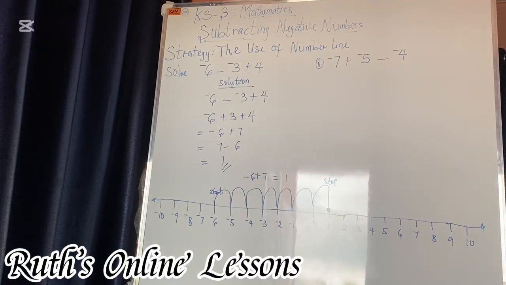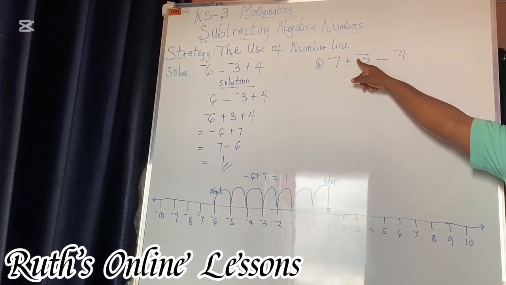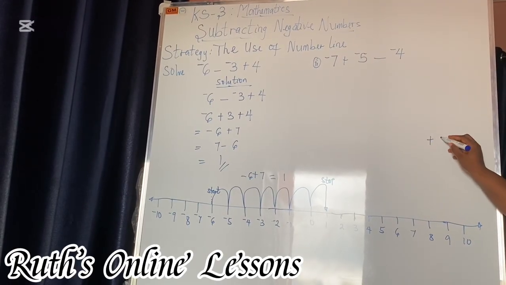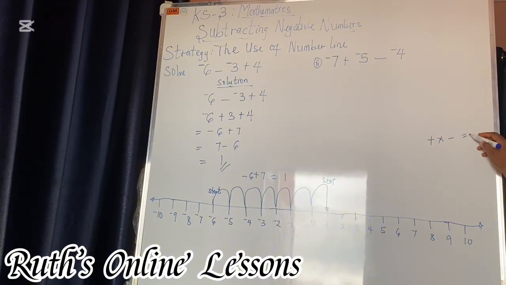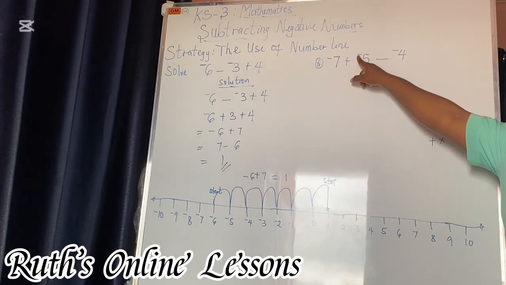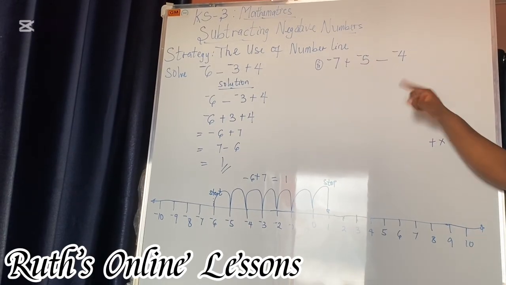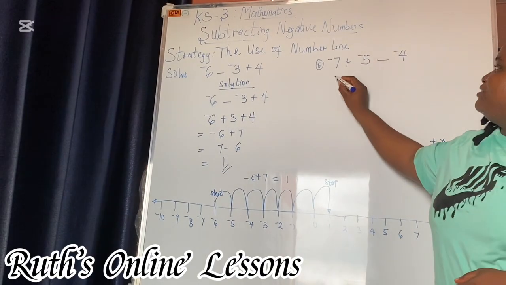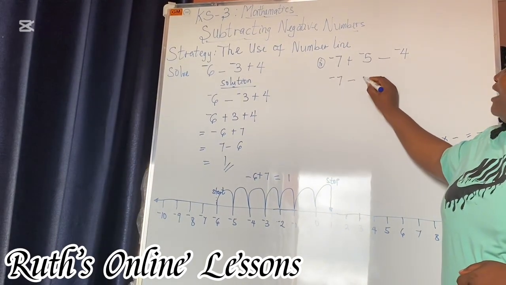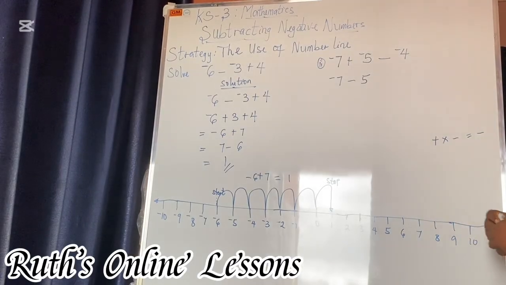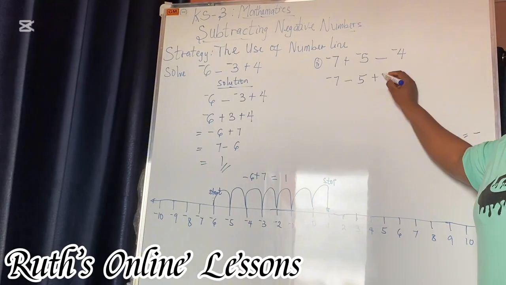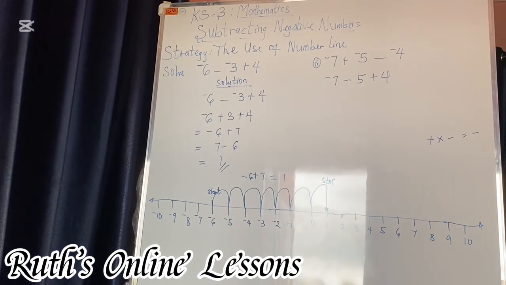What do we do? Are we going to work with plus or minus? What will be here? All we need to do is remember the rule. Plus times minus is equal to minus. So that plus times this minus is going to give us the minus sign. So I know that what I have here is -7 minus 5, and minus times minus is plus, remember, +4. This is what we need to take note of.